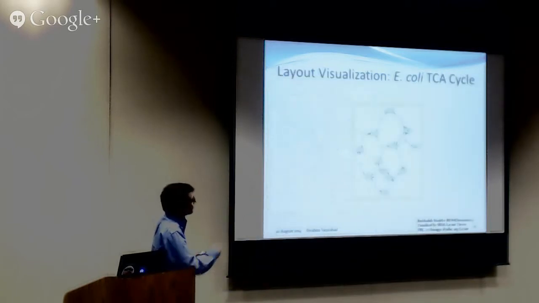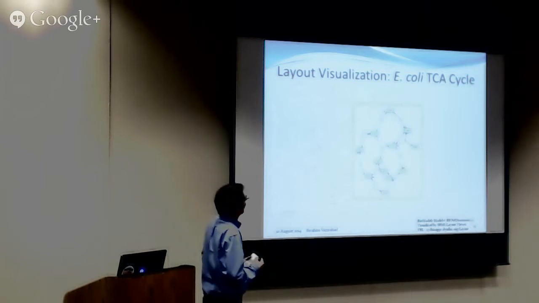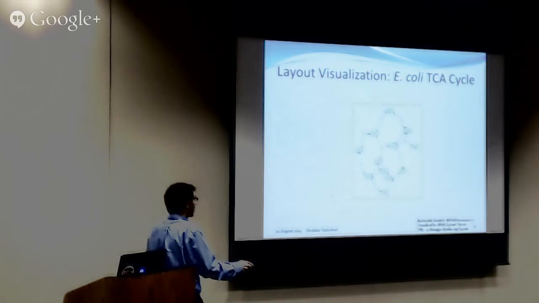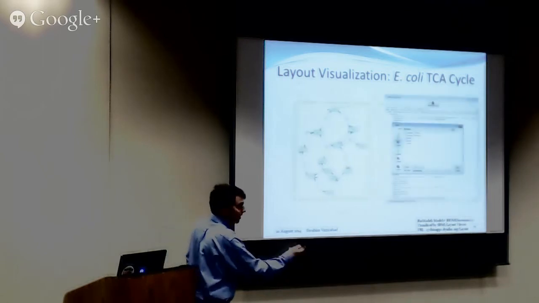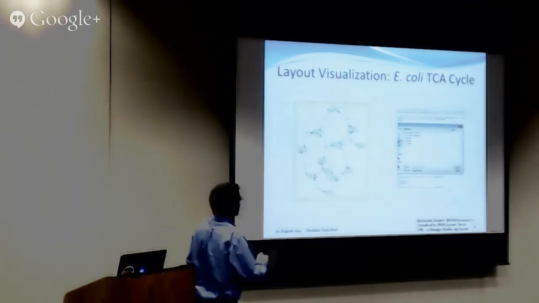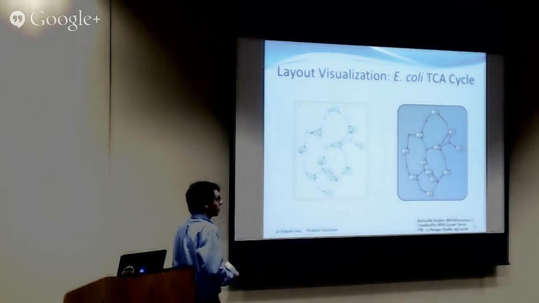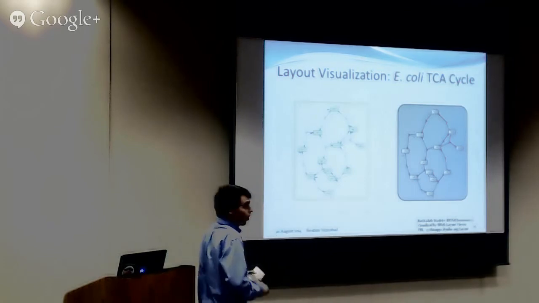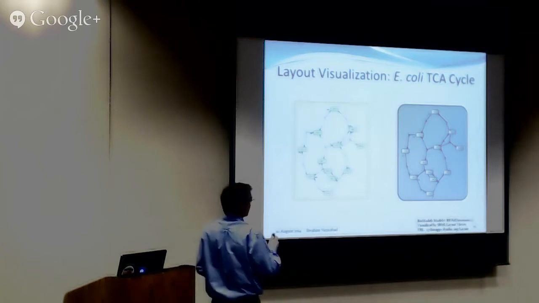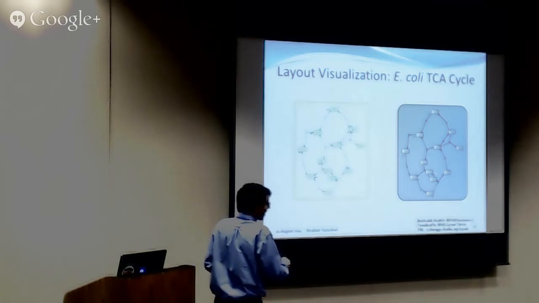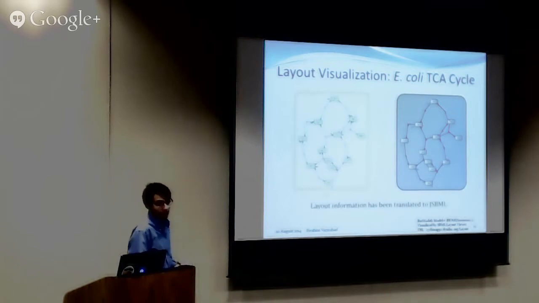One more time, we downloaded the E. coli citric acid cycle from the BioModels database. Same thing again, get the SBML file, upload it to Dr. Bergman's tool, and once again, we see that the layout is practically identical, which tells us that in a wide variety of cases, the layout information has been properly translated into JSBML.